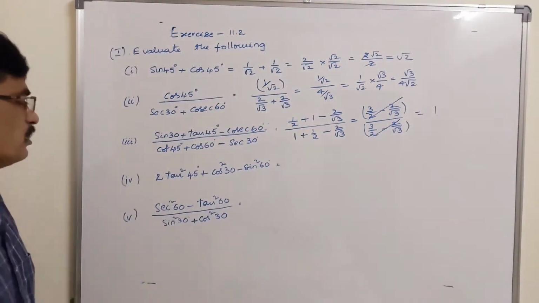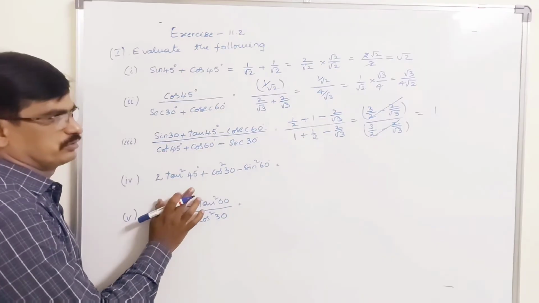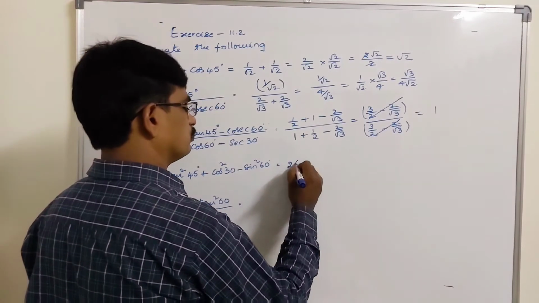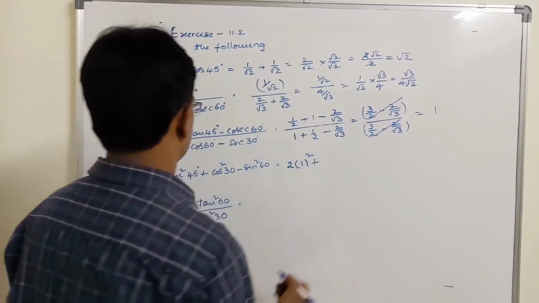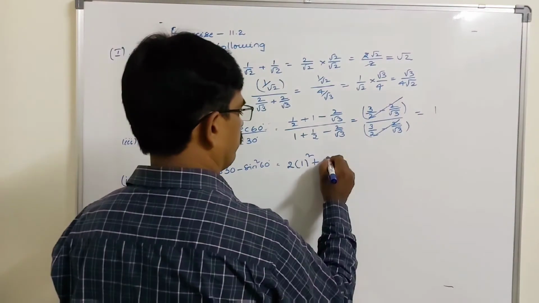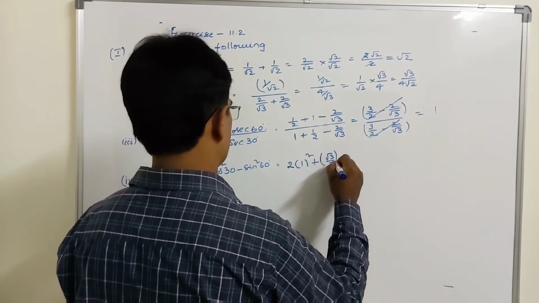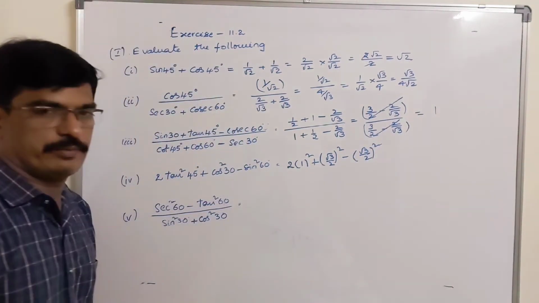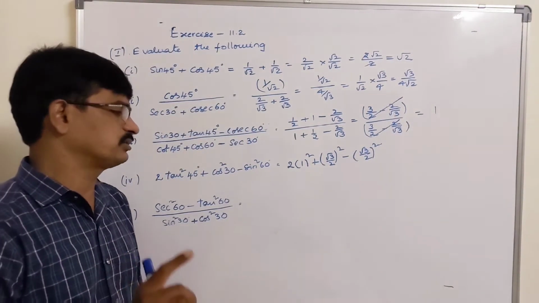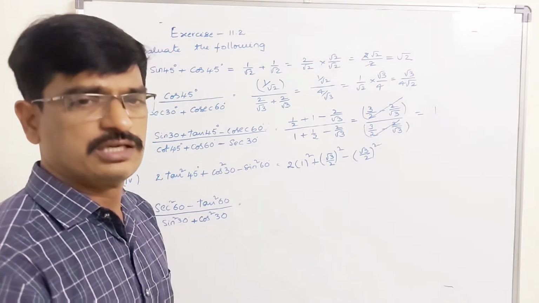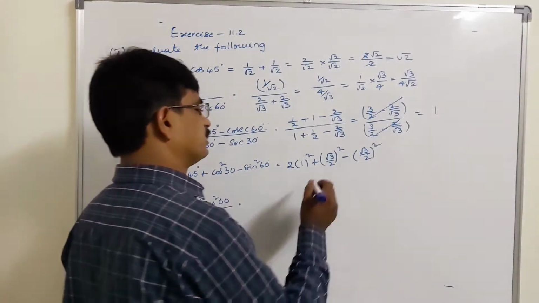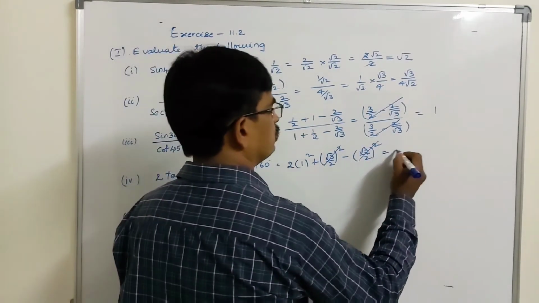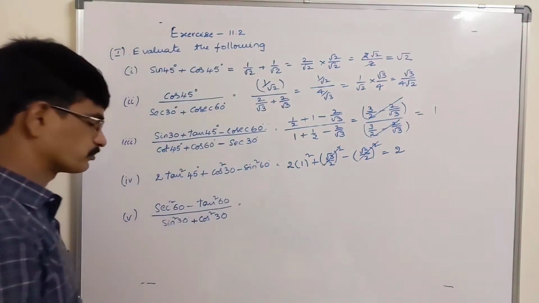The answer is 1. Here: 2 tan square 45 plus cos square 30 minus sin square 60 degrees. 2 into 1 whole square plus cos 30, which is root 3 by 2 whole square, minus sin 60, root 3 by 2 whole square. Cos 30 and sin 60 are complementary angles, that is their values are always equal. So plus root 3 by 2 whole square minus root 3 by 2 whole square are cancelled. Then 2 into 1, the final answer is 2.